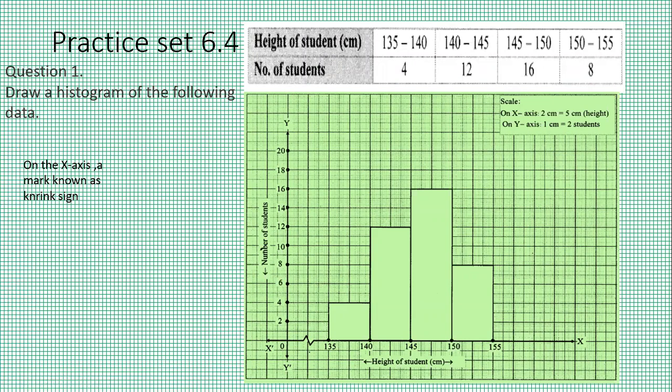All of you are familiar with the graph. So in the graph paper, you have to draw a histogram. So how to draw the histogram? It is an important one.